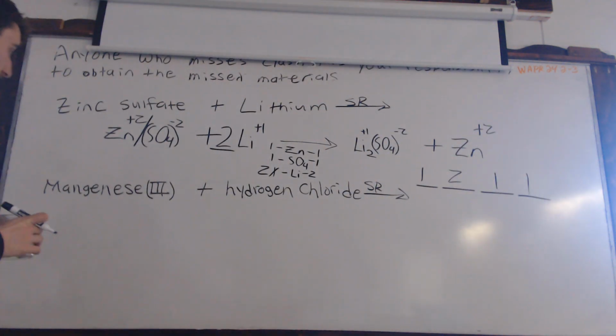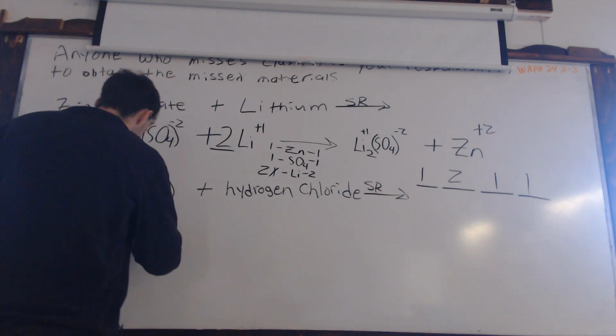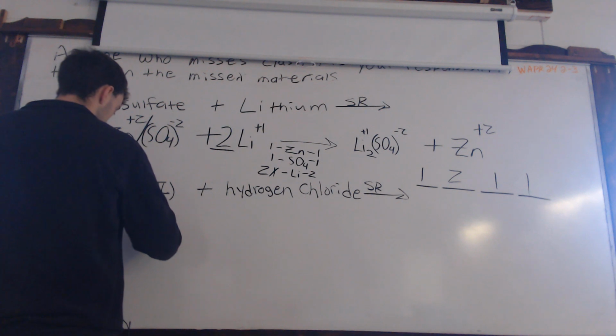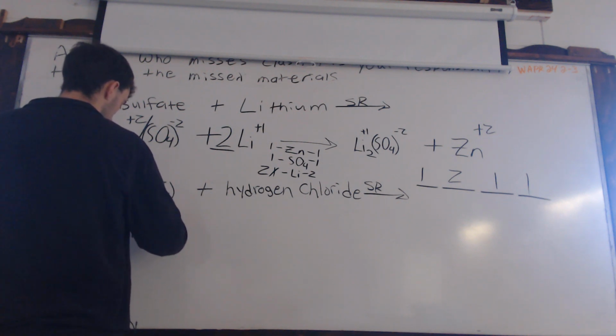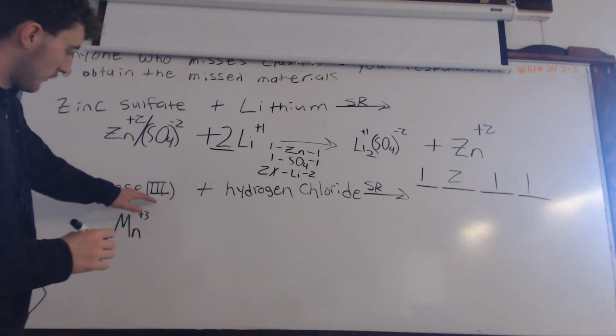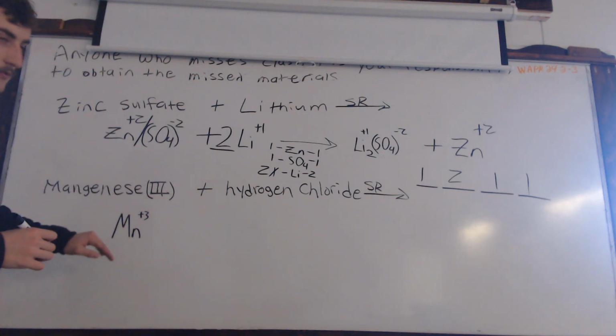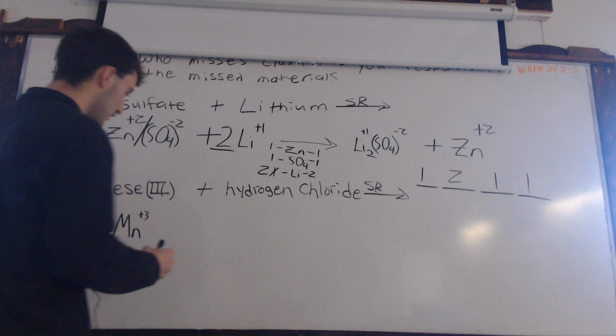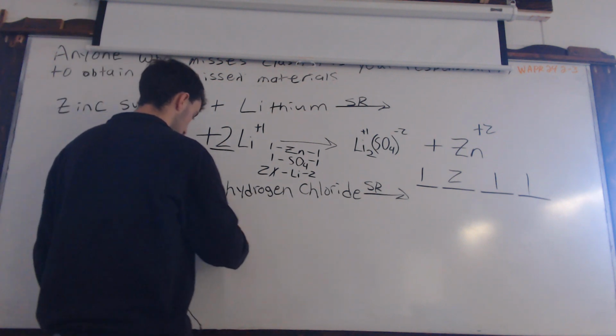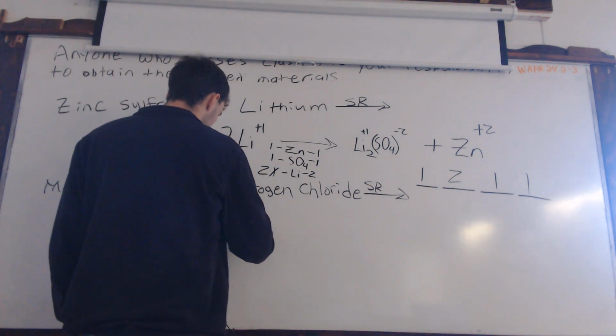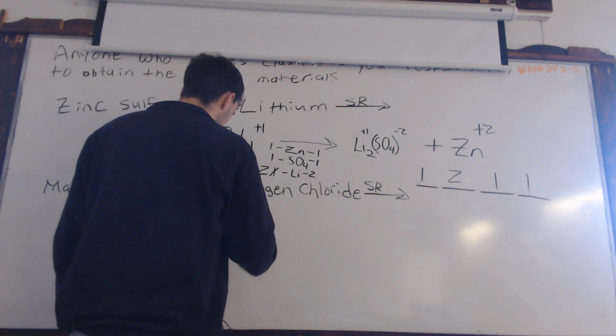All right. Now let's finish off with our manganese, or our last problem. Excuse me. So in this equation, we have manganese 3 plus hydrogen chloride. So let's write manganese 3. It's Mn, which is +3, because we know that it has the charge right behind it and written in Roman numerals, plus hydrogen, which is just H, Cl.